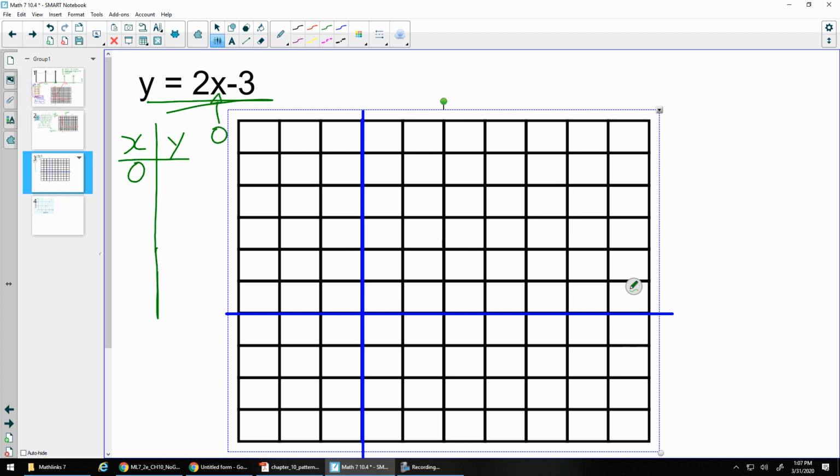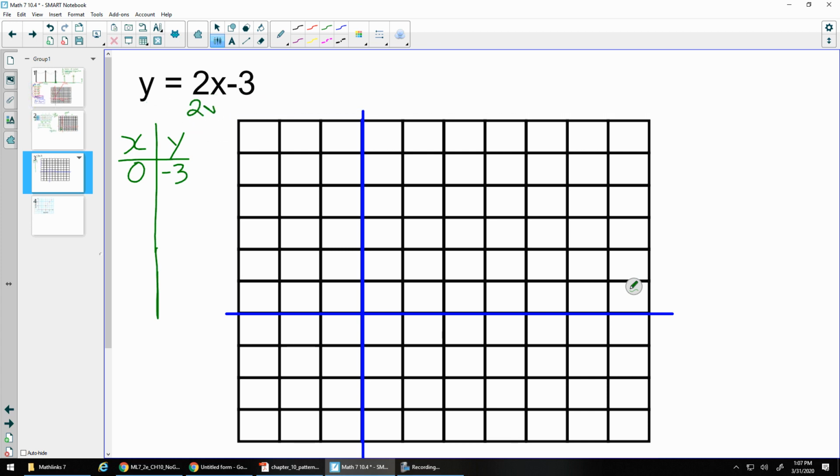That would mean it would be 2 times 0 minus 3. Well, 2 times 0 is 0, minus 3 is negative 3. So y would be equal to negative 3. Well, what if x is equal to 1? We substitute 1 in for x. 2 times 1 is 2, minus 3 is negative 1.